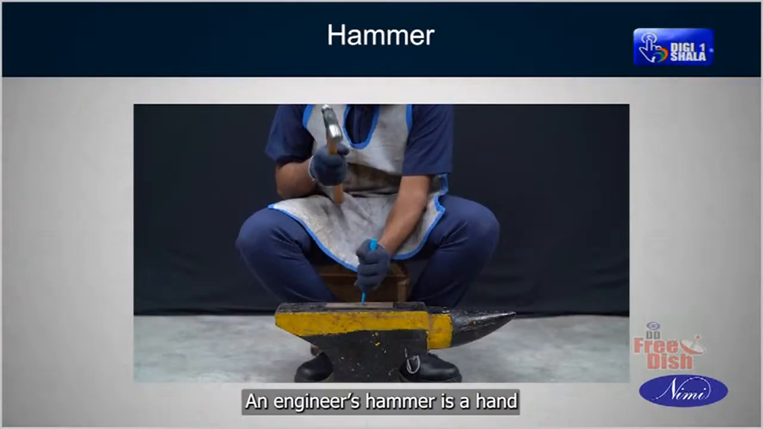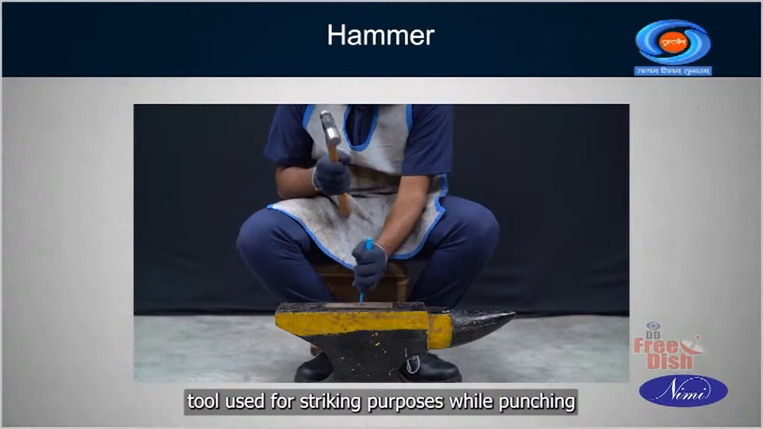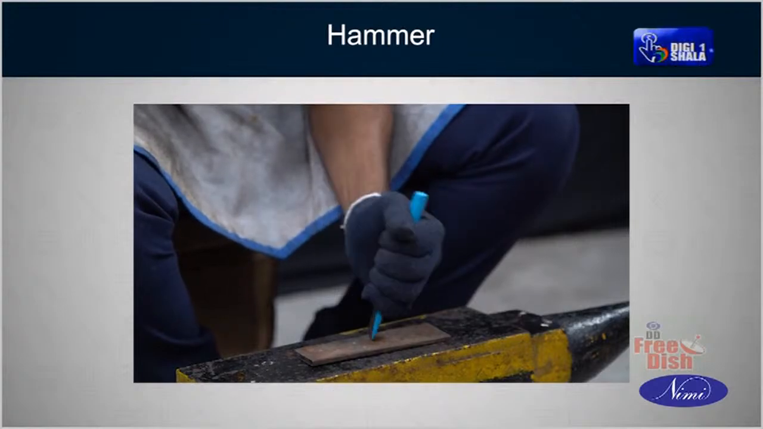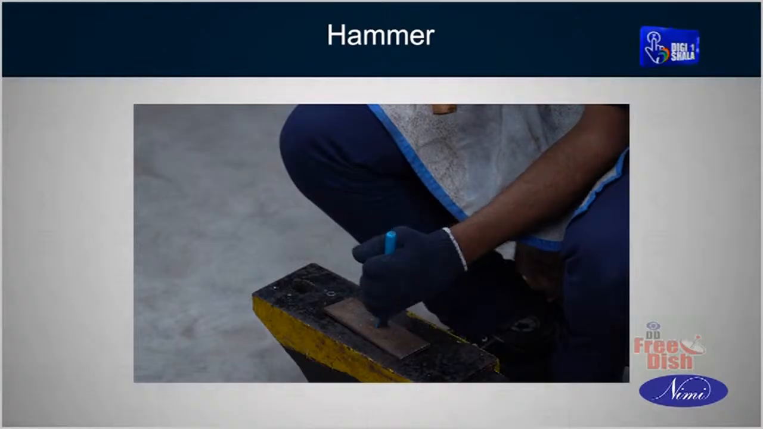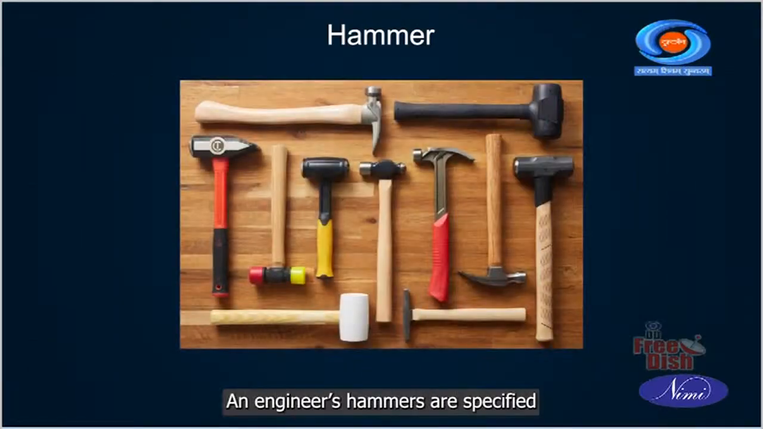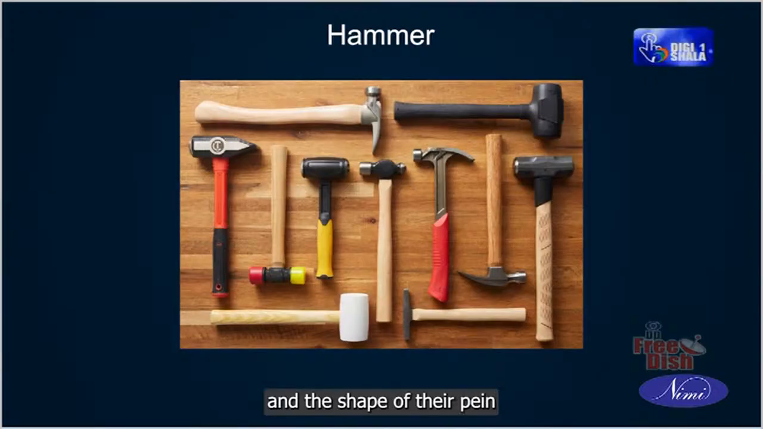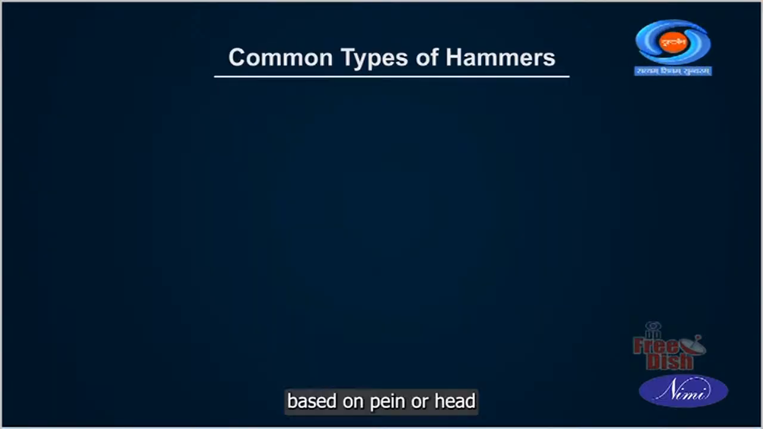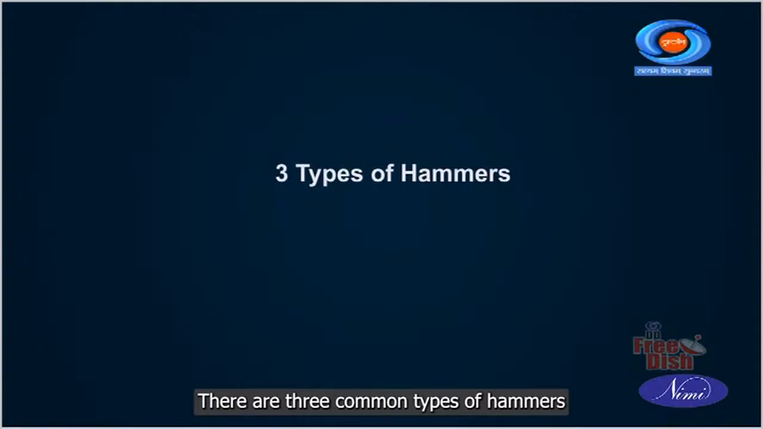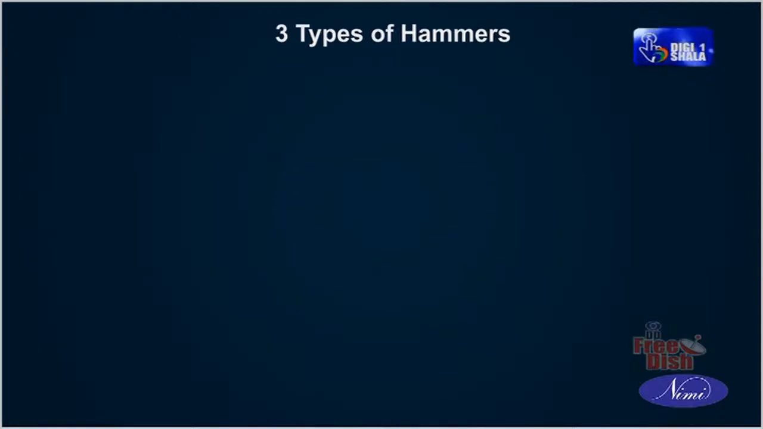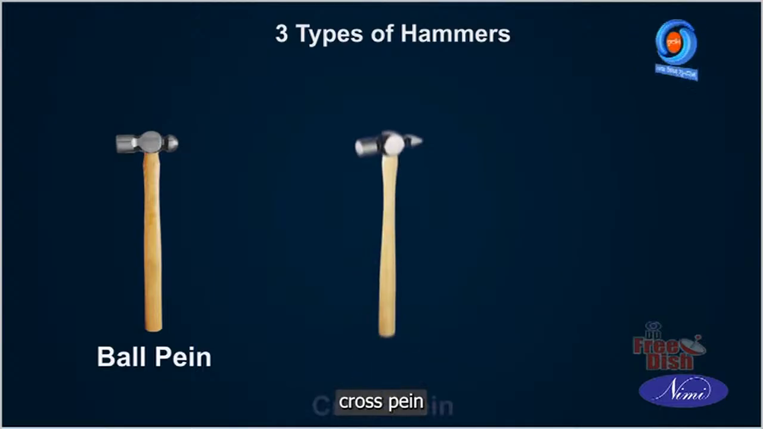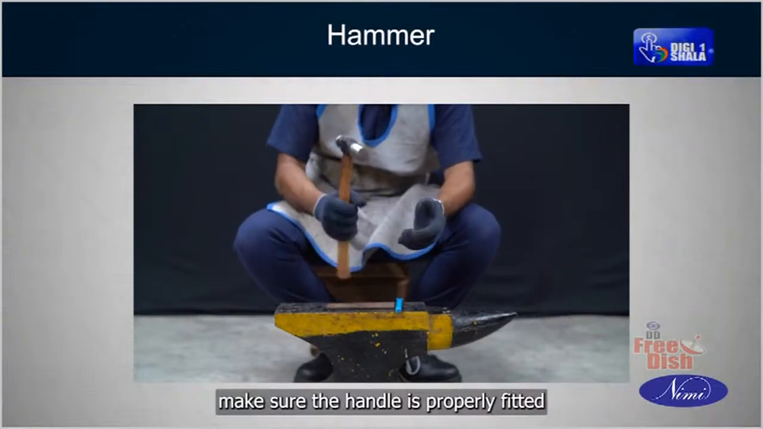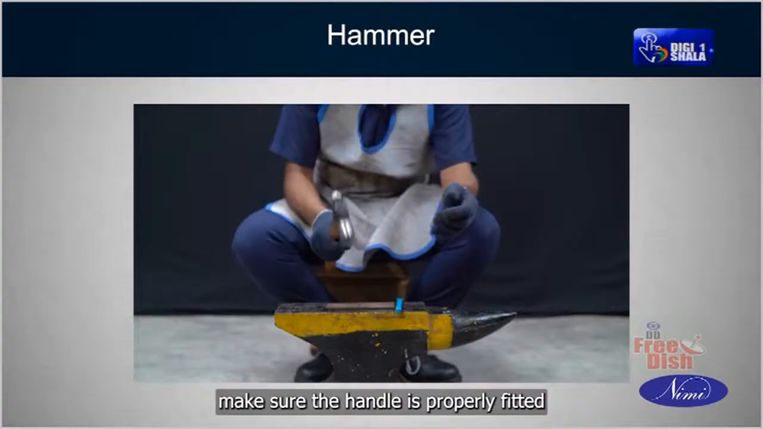An engineer's hammer is a hand tool used for striking purposes while punching, bending, straightening, chipping, forging and riveting. An engineer's hammers are specified by their weight and the shape of their pin. Common types of hammers. Based on pin or head, there are 3 common types of hammers: ball pin, cross pin, straight pin. Before using a hammer, make sure the handle is properly fitted.